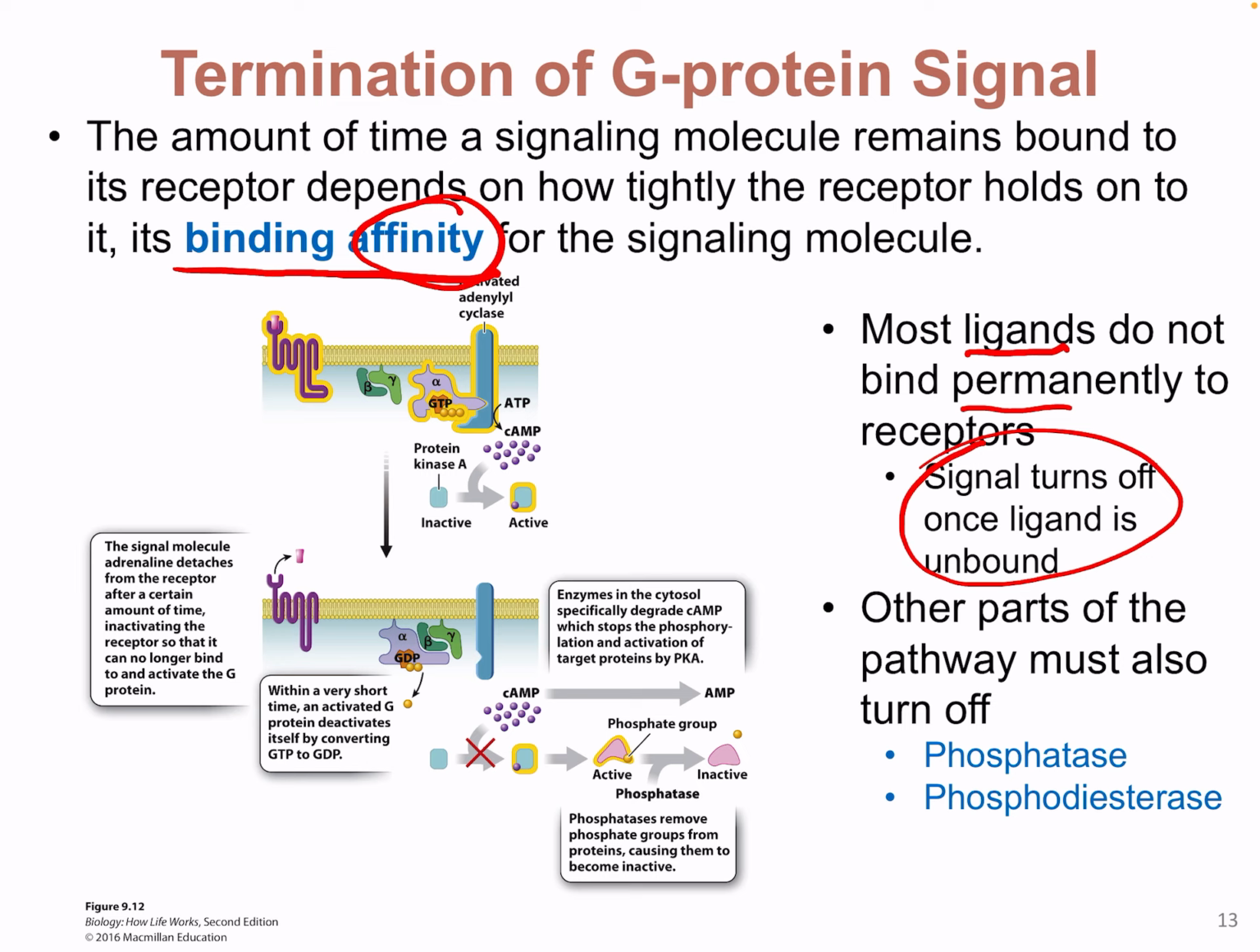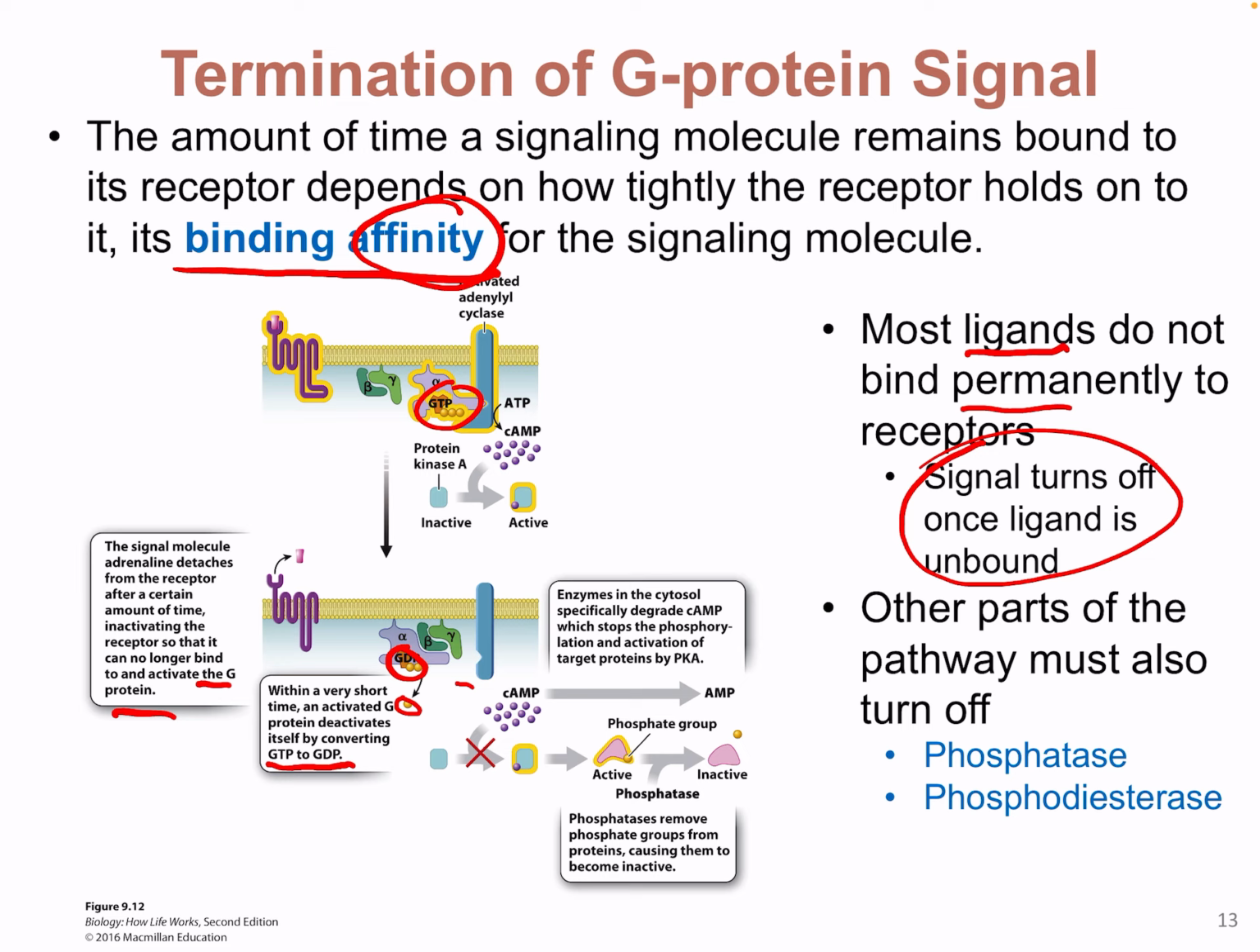So in this example, in the heart, the signal molecule adrenaline detaches from the receptor after a certain amount of time, inactivating the receptor so that it can no longer bind to active G protein. Within a very short time, an activated G protein deactivates itself by converting GTP back to GDP. So as we talked about, we have our activated GTP. So again, when it converts back, we have the release of that phosphate. When it goes back to GDP, it inactivates, and then it stops the cycle.